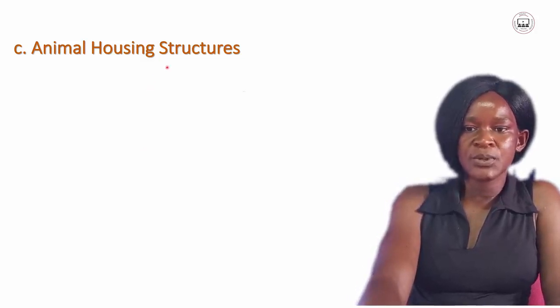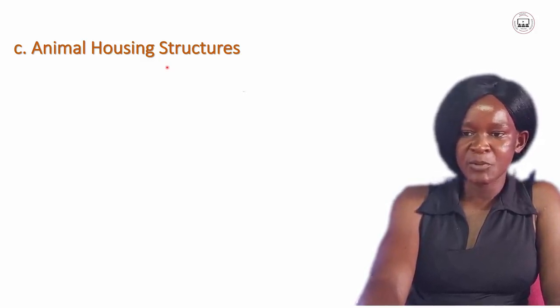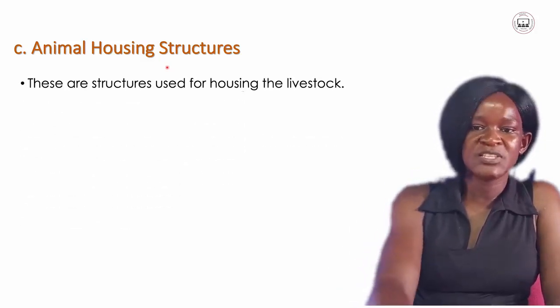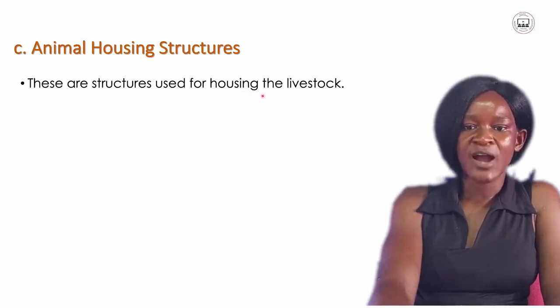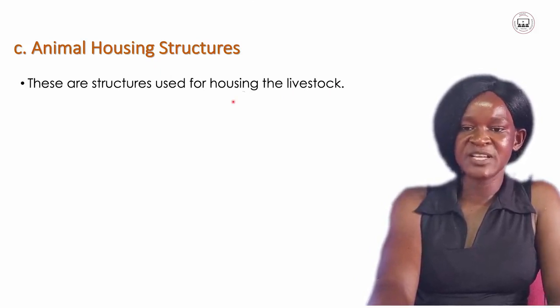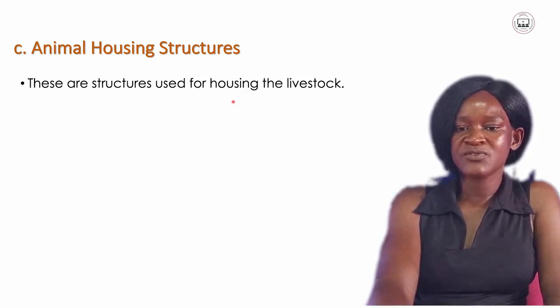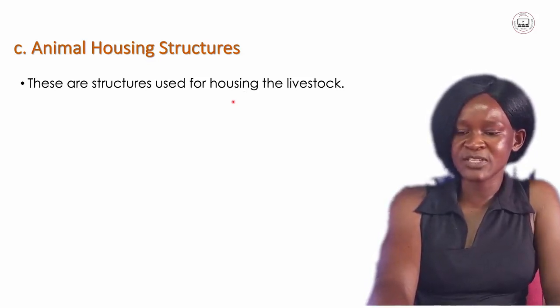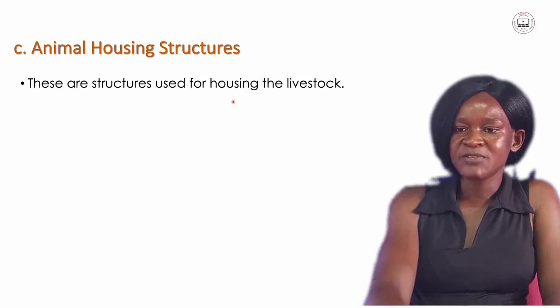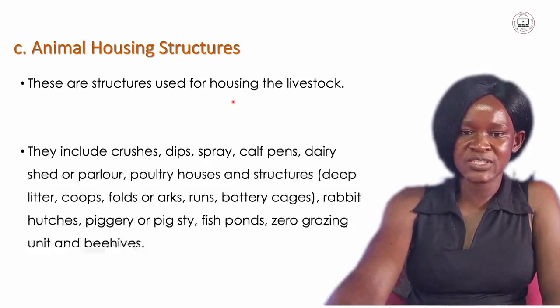Another category is animal housing structures. These are structures used for housing the livestock. As we know, we have different types of livestock which we keep. Different types of animals occupy different types of houses. So we have different animal housing structures which we can use.